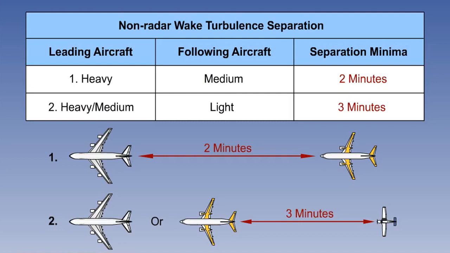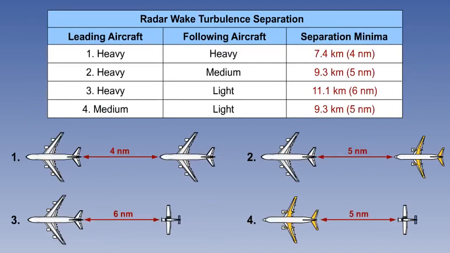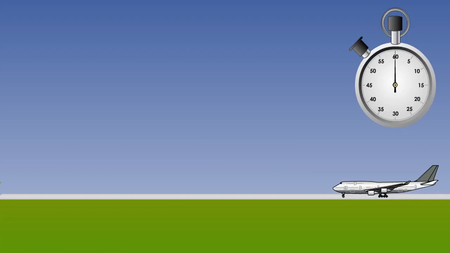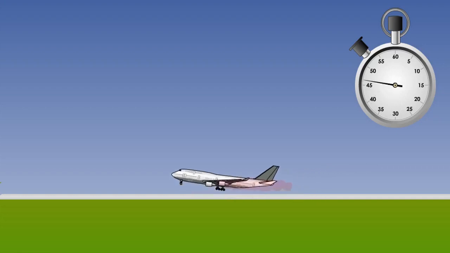For non-radar, that is procedural separation, a medium category aircraft following a heavy must maintain a minimum of 2-minute separation. Light category aircraft following a medium or heavy must maintain at least 3-minute separation. Using radar separation, the distances shown on screen apply. Wake turbulence separation on departure is the minimum time from when the leading aircraft becomes airborne to the time when the following aircraft becomes so.